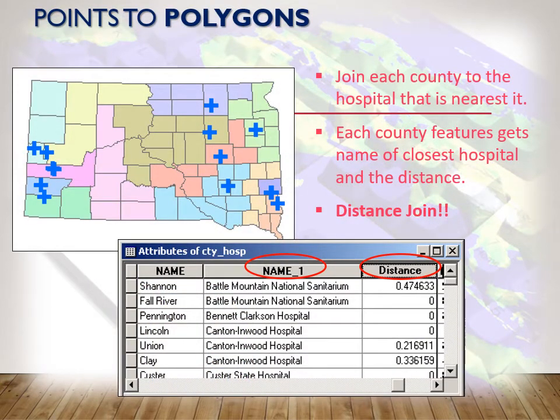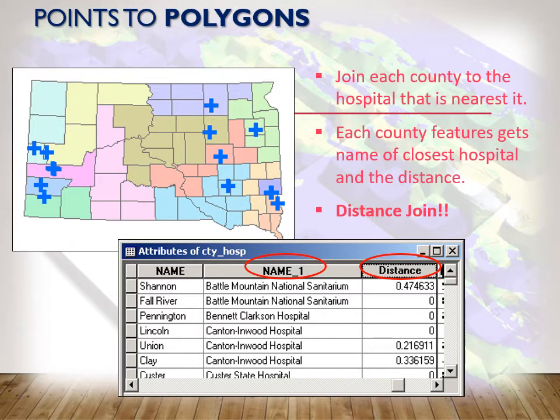Points to polygons. Most of the time with points to polygons, you're probably going to do an inside join, but you could do a distance join. For example, in this case, we're looking at join each county to the hospital that's nearest. It's a little odd because the ones that are inside just have a value of 0.